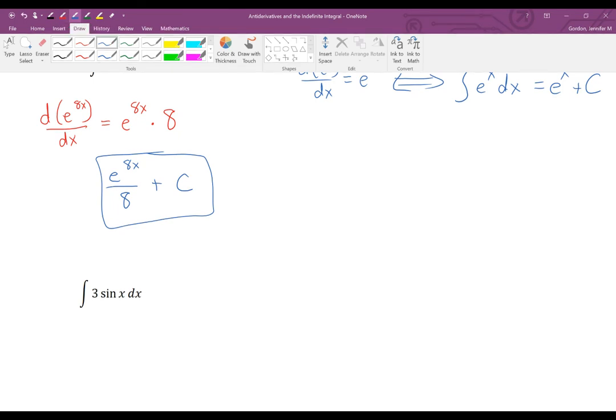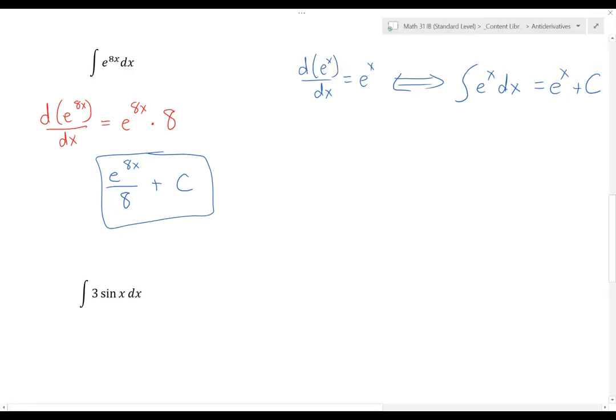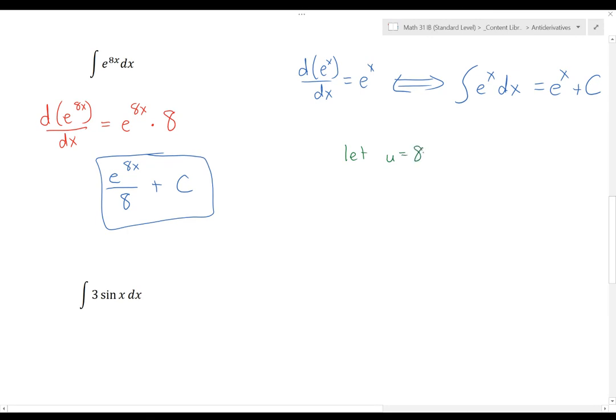Now, that was a relatively simple adjustment to make for the coefficient, but sometimes they're not that straightforward. So what we can do is a substitution here.